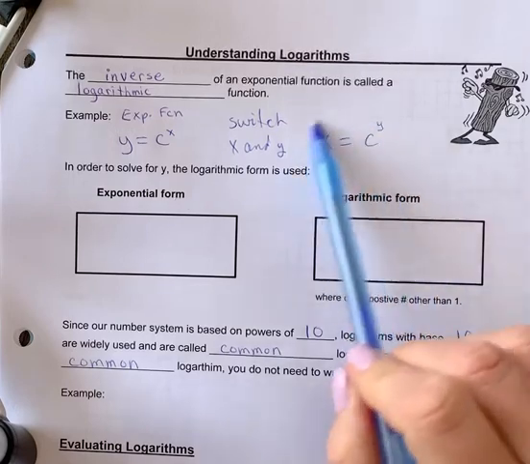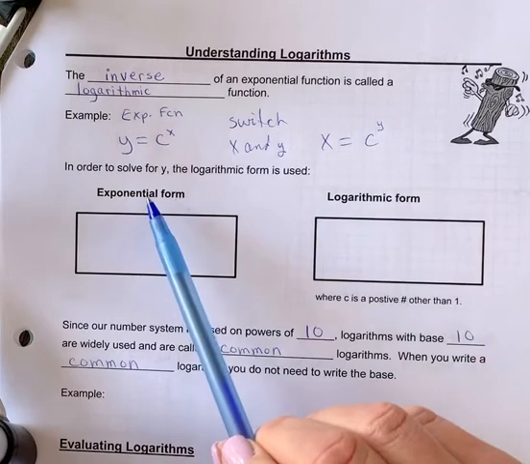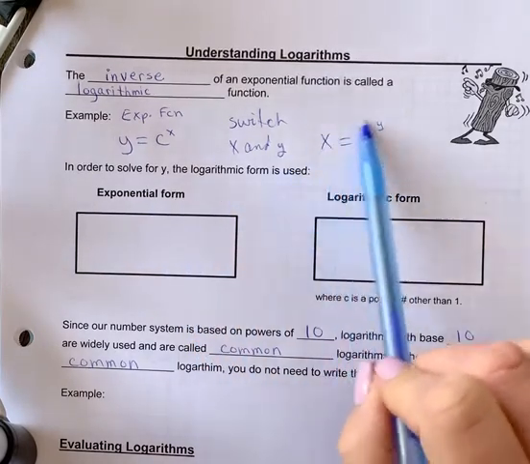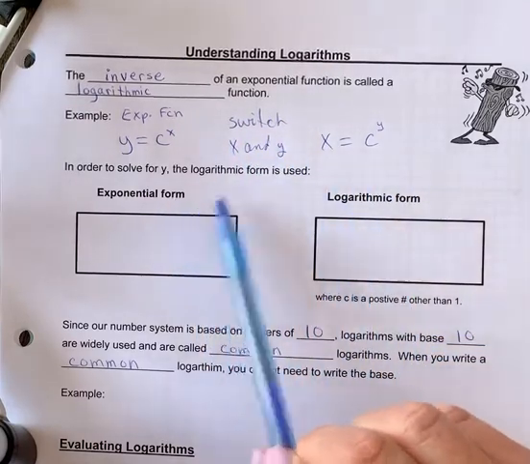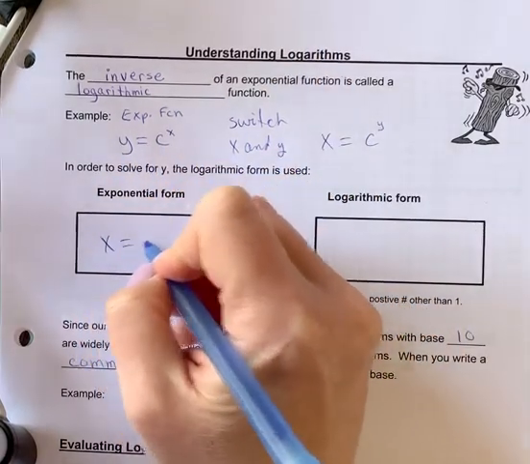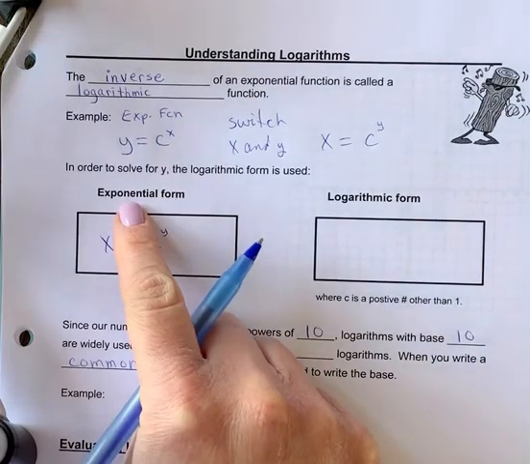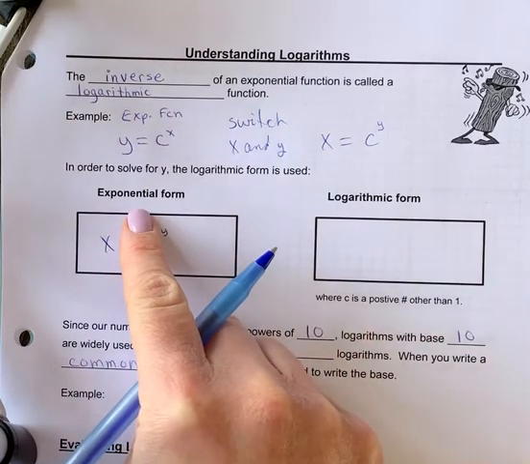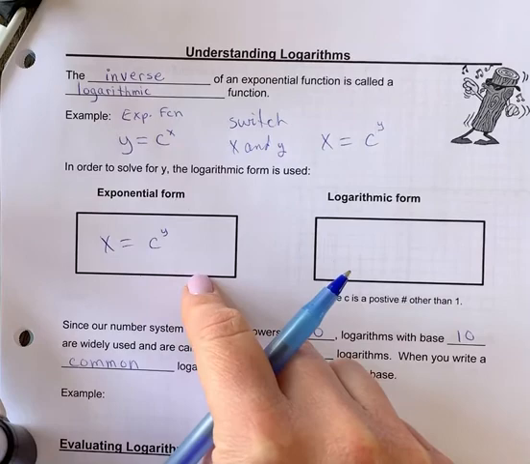So we're going to use this equation and compare it to what's called exponential form and logarithmic form. In order for us to solve for y, because we always switch x and y and solve for y, we need to convert it to what's called logarithmic form. So this is what it looks like. Now this is still a logarithmic function. It's just exponential form. So don't confuse exponential function with exponential form. This is exponential form of a logarithmic function.